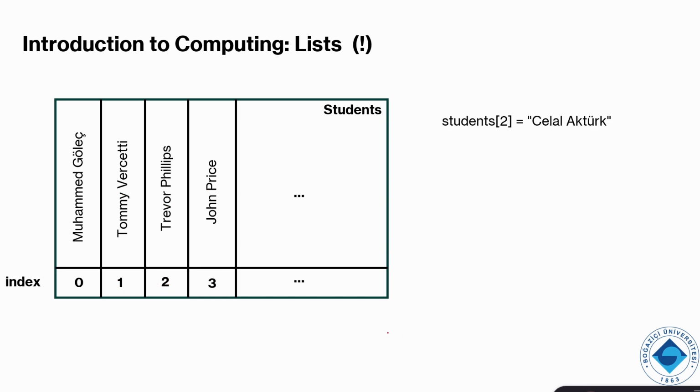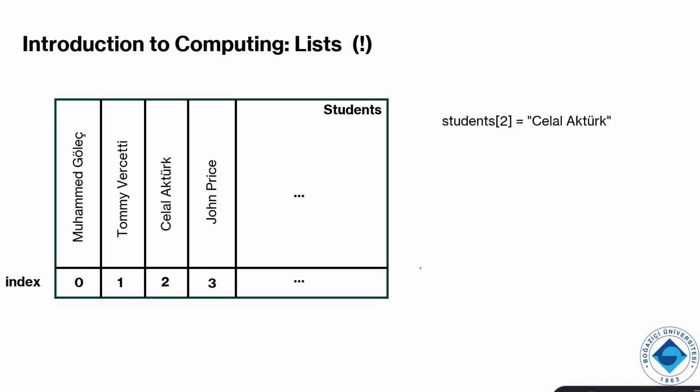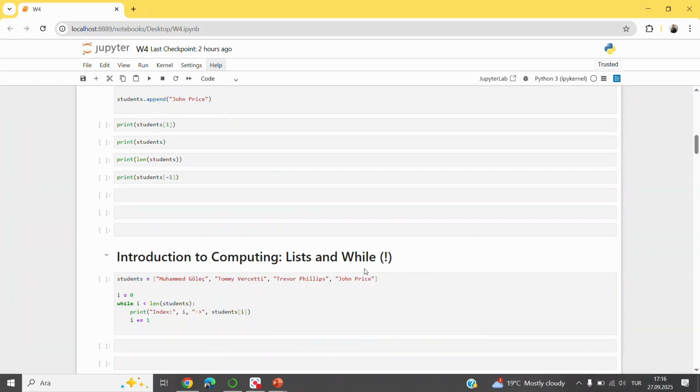And if you want to change any element of the list, you can first of all define the index number here, and you can write whatever you want here. For example, here we are aiming to change the element with index number 2. It is Trevor Phillips here. Then we will put Gerald Turk instead of Trevor Phillips. Okay, now we can go to our example on Jupyter Notebook.